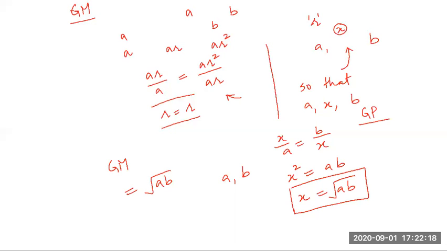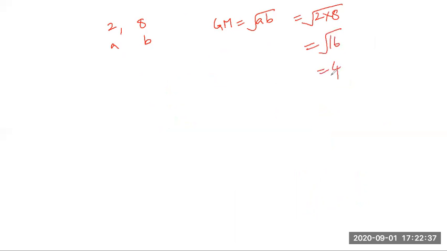Let's see, is it correct? Let's say we are having two numbers 2 and 8. This is a and b. So geometric mean is ab under root, which is equal to 2 into 8 under root. So that is equal to under root 16, which is equal to 4. All right, students. Hope this is clear.